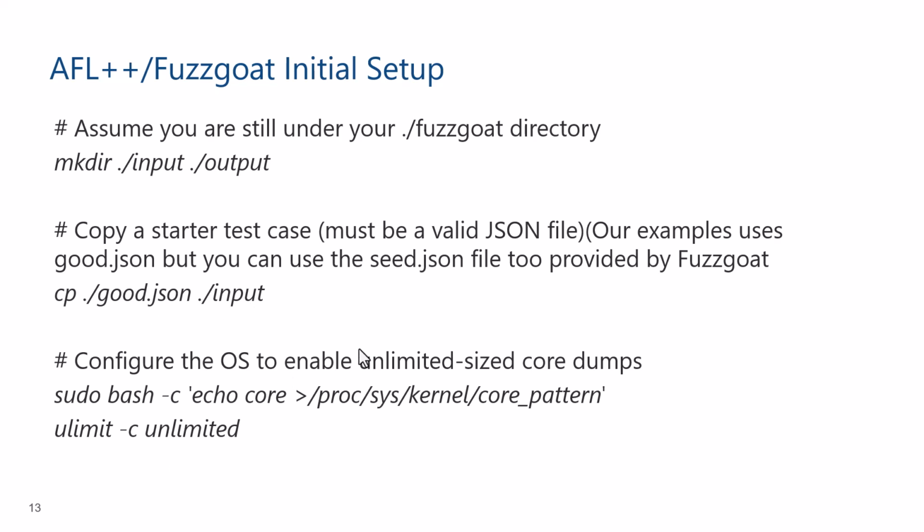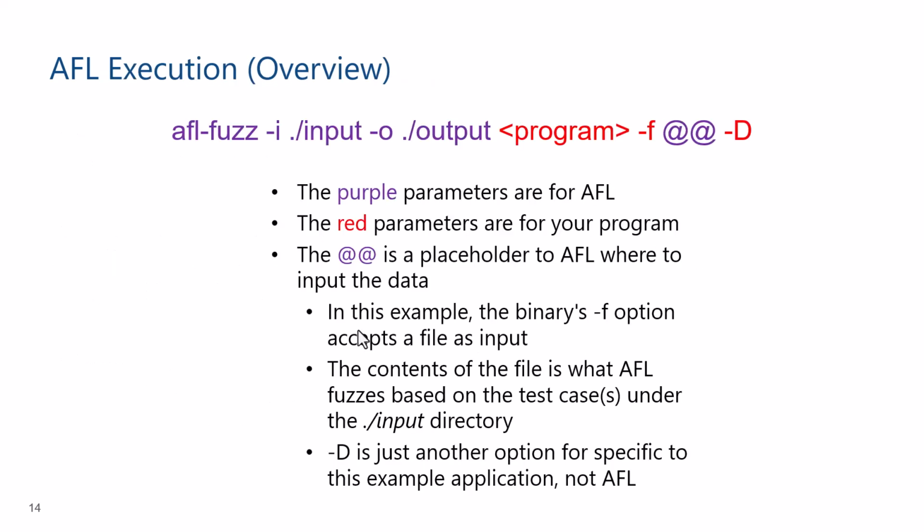And then one other thing before we start, you're going to have to configure your operating system to do unlimited size core dumps. Basically, when a program or process crashes, we want it to core dump. We want to make sure it's not limited by size, because depending on what you're fuzzing. Anyway, we just want that to be in place, because then we can use those core dumps later to do debugging.